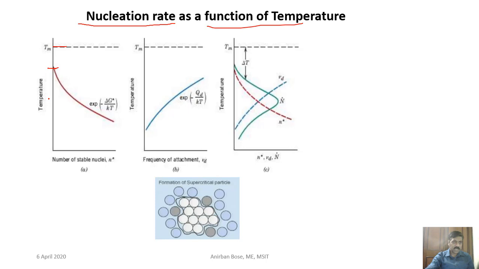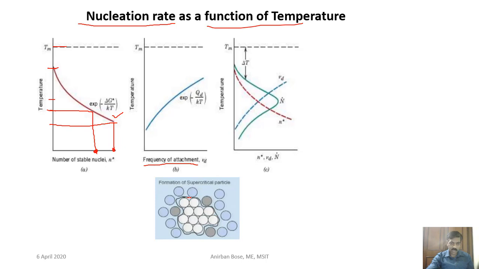you see that as you decrease the temperature, then what is happening? As you decrease the temperature, then the nucleation rate is increasing. Nucleation rate is very high. Okay, as you decrease the temperature, you see the nucleation rate is increasing, which is expected. So this is according to this kind of an exponential relationship. The frequency of attachment, that is also very important.